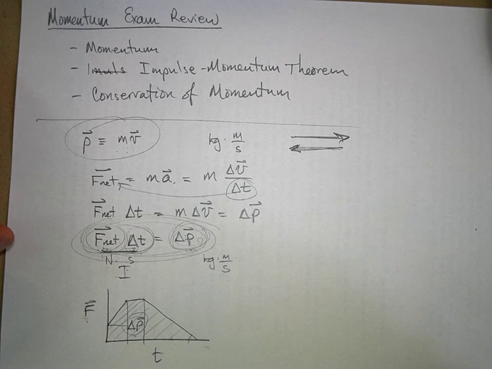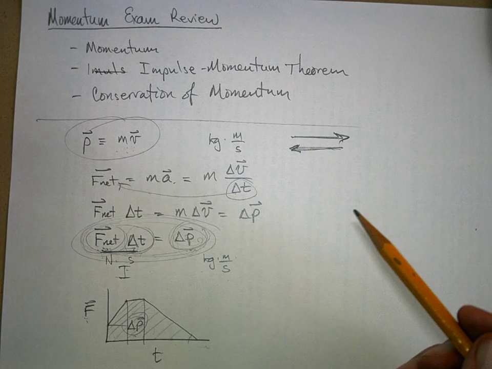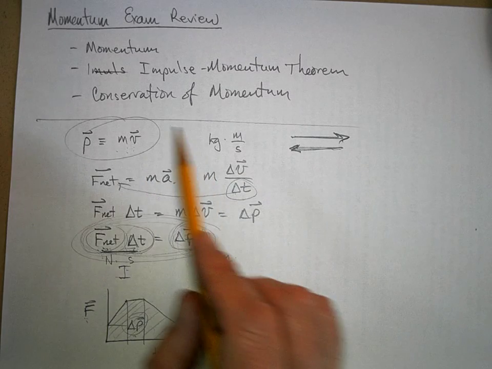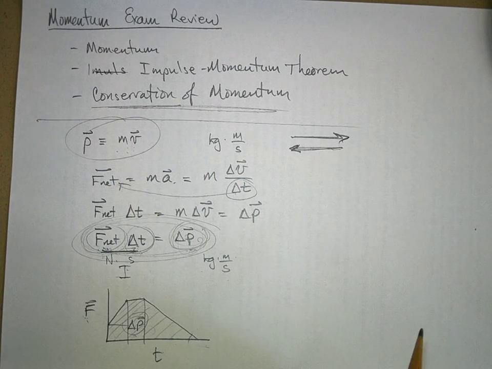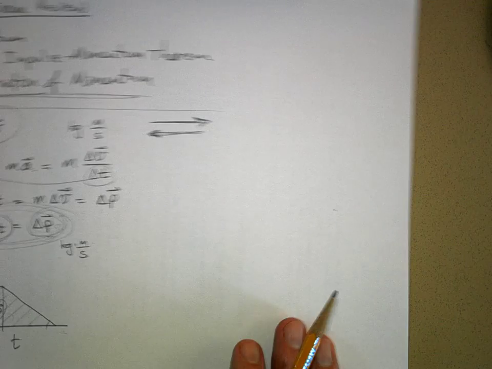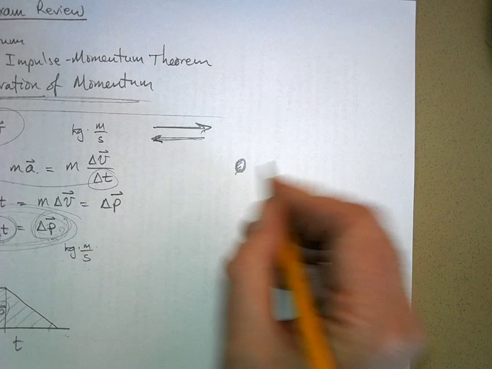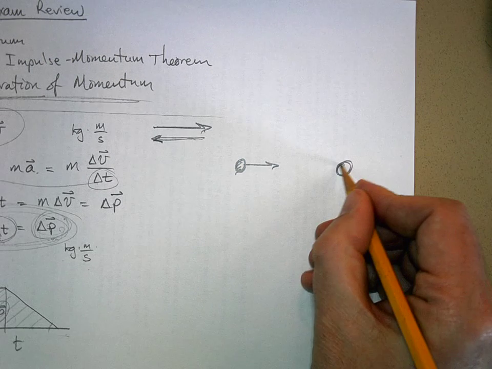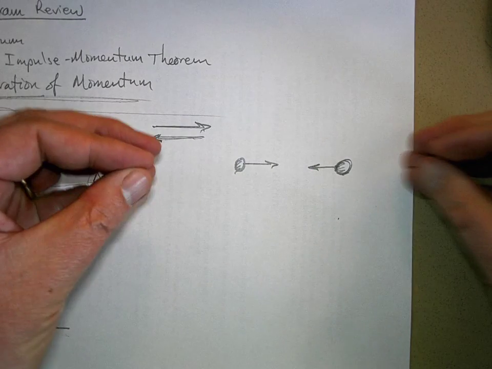Now, then we're going to deal with collisions and explosions. And during collisions and explosions, we say that we have conservation of momentum. Let's suppose two objects are moving at each other. This object's moving like this. Maybe this bigger object is moving towards it, and wham, they're going to collide.